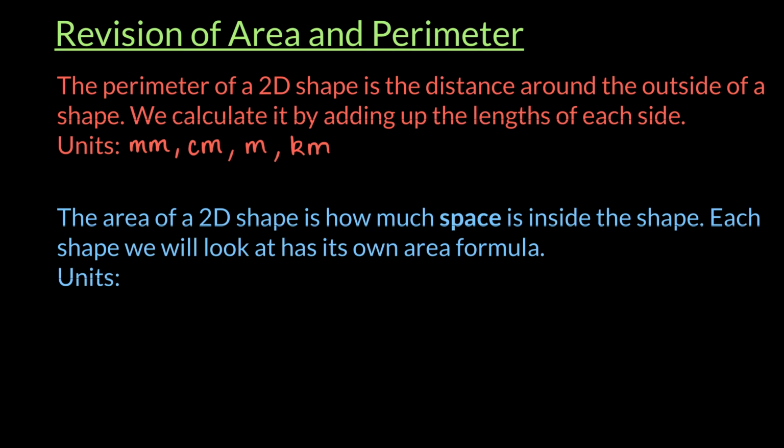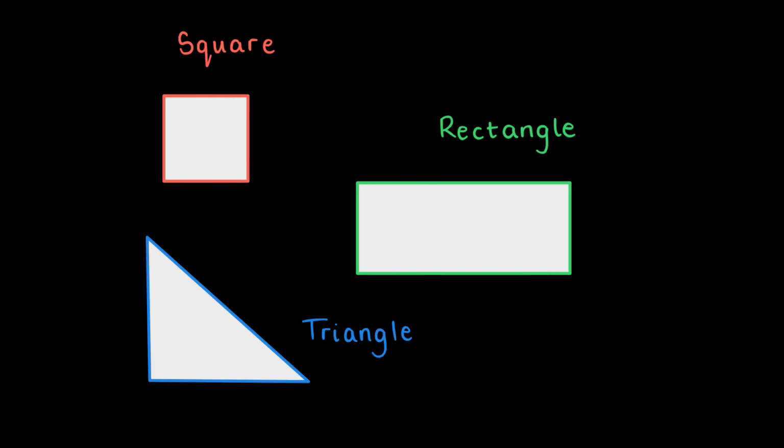Examples of square units are square millimeters, square centimeters, square meters, or square kilometers. So any unit that has that little 2 above it, a squared sign, tells us that we are talking about area. So the three shapes that we're going to look at today are squares, rectangles and triangles. And to find the area of each of these, as you'll probably remember from when you've done these before, they all have their own individual formula.